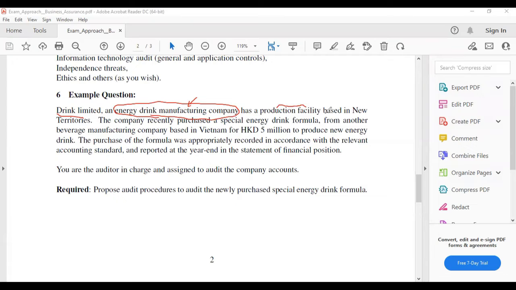They have a production facility. Okay, so they produce, as the word says, manufacturing, right? And it's based in New Territories, right? So that is based in New Territories.